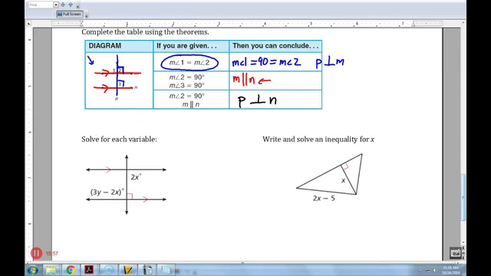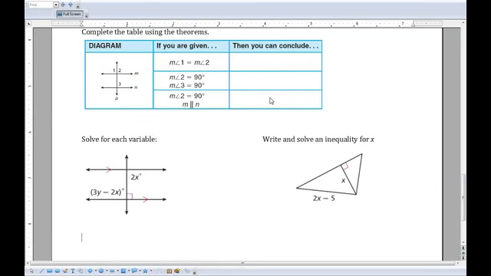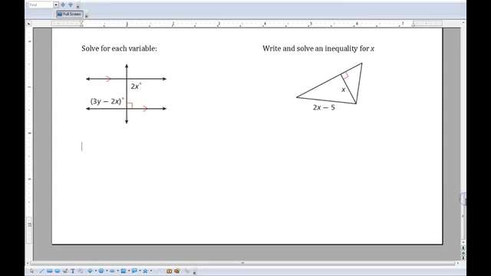All right, two quick examples, and then we'll wrap this up. This is the bulk of what your work is going to be like on your practice and on the quiz. So solve for each variable.